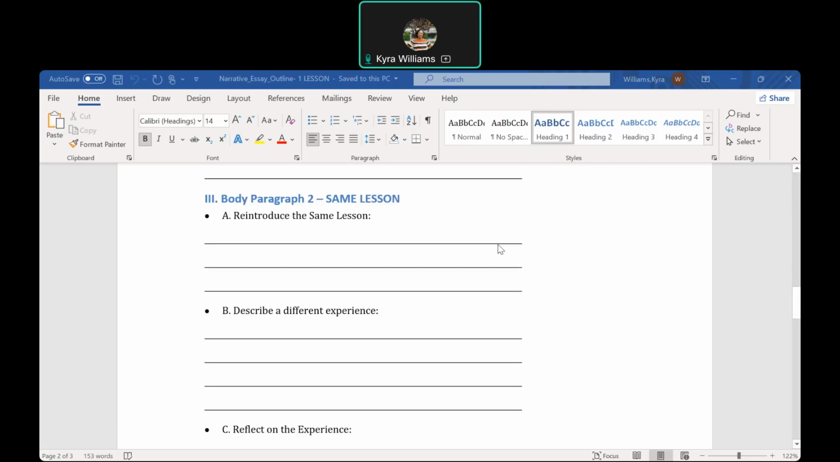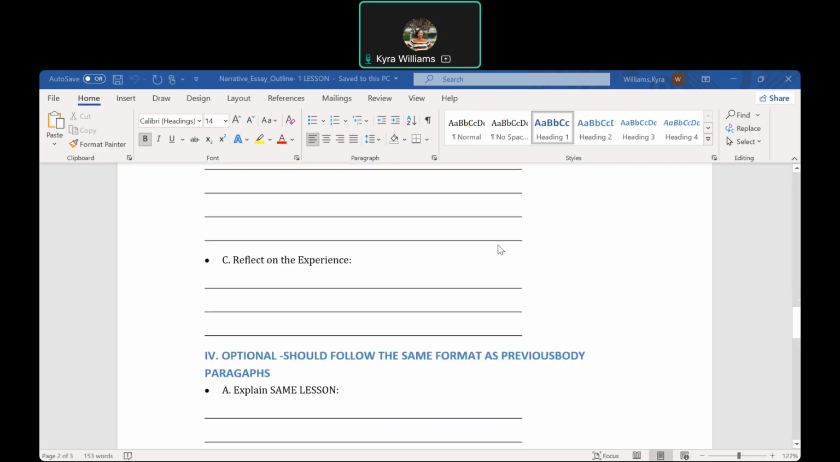Body paragraph number 2. You're centering on the same lesson because this is the outline for one lesson. So you're centering on the same lesson. You will reintroduce the lesson maybe in a different way. Next, you're going to describe a different experience for that particular lesson. So give me an experience, another experience you had in your life that helped you learn that particular lesson. Next, you will reflect on that experience. So you're going to tell the audience, after you've illustrated the experience, you're going to again tell the audience why or how that experience taught you the lesson.